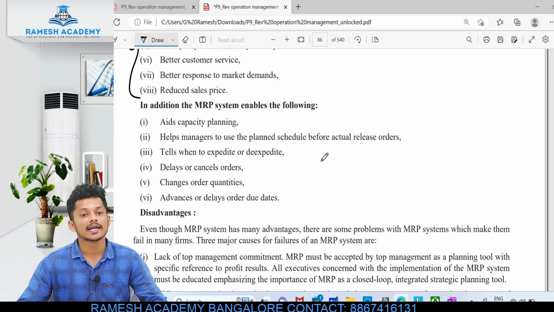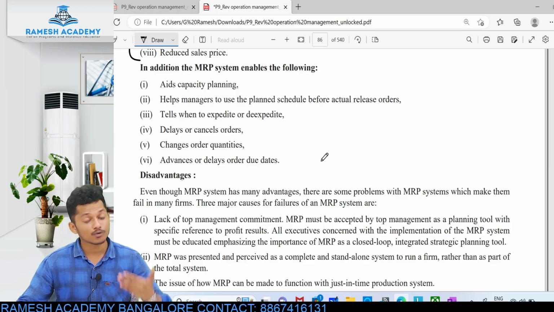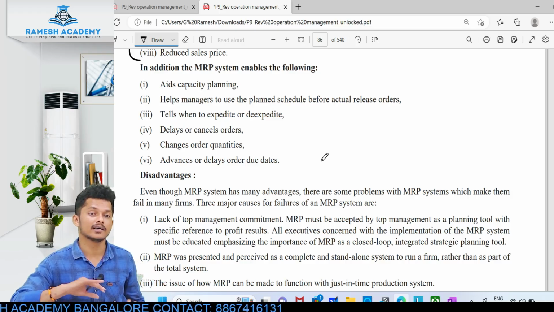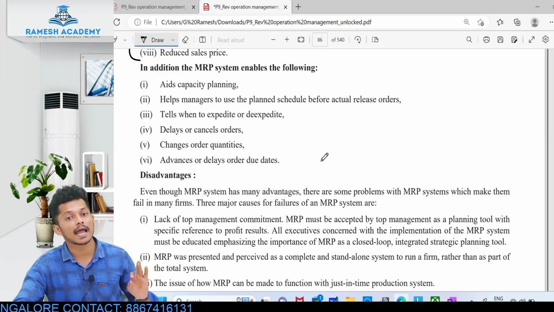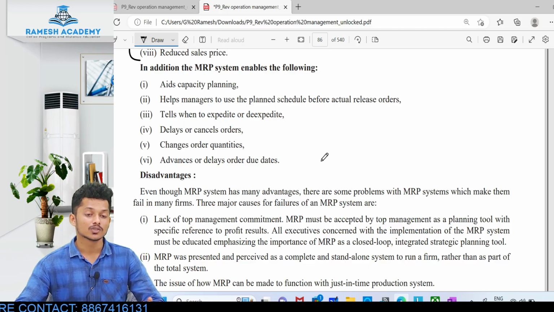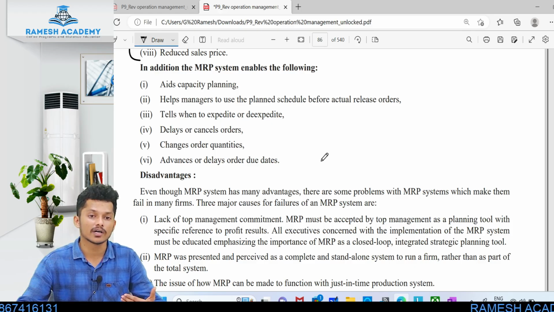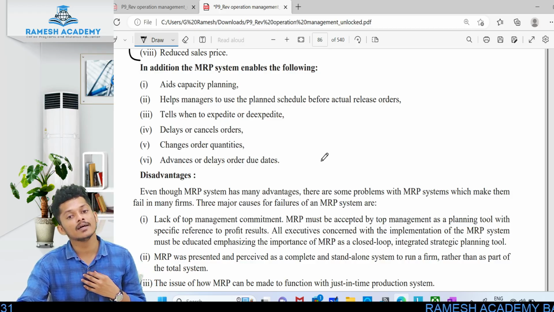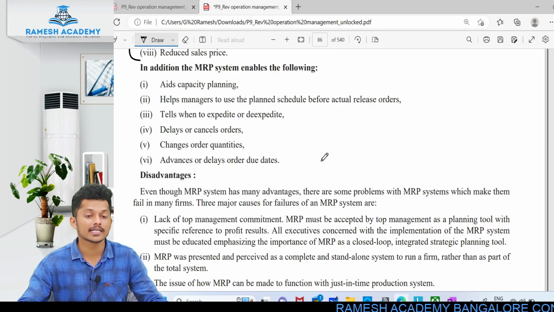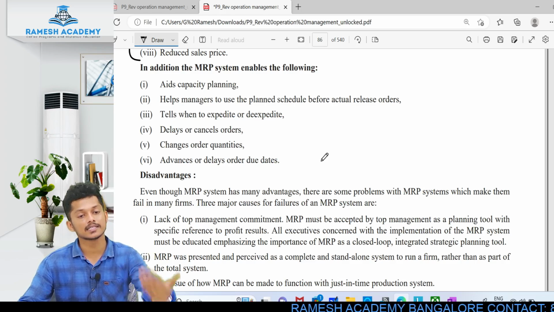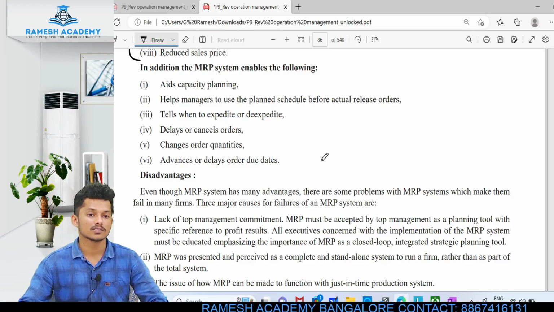Okay. Next, in addition, the MRP system enables the following. What does it enable? It aids capacity planning. Of course, it tells how capacity, like internal capacity and external capacity, works out. Then it helps managers to use the planned schedule before actual release orders. So if I am a manager in a company, before releasing an order, it helps me to plan the schedule accordingly. Then it tells when to expedite or de-expedite. Expedite means to execute, and de-expedite means when to stop. Okay. Next, delay or cancel orders, when to do it.